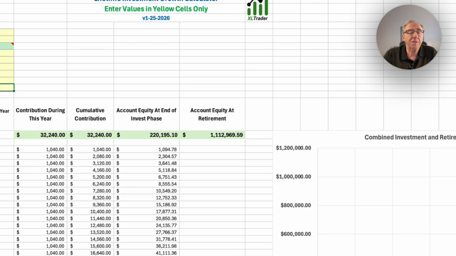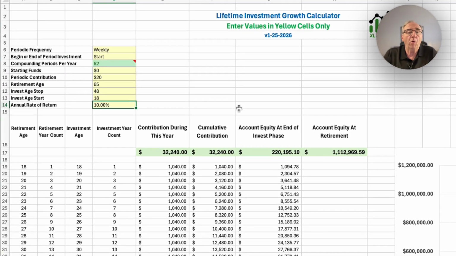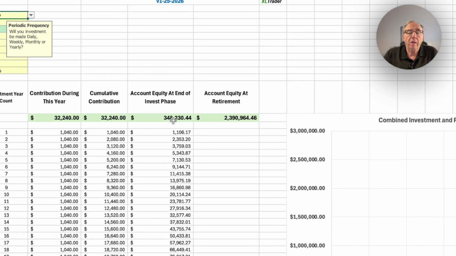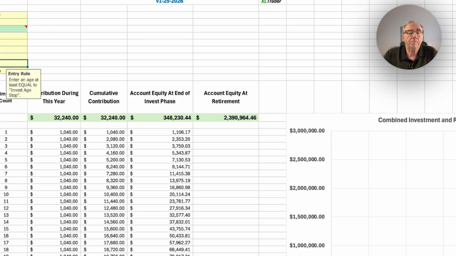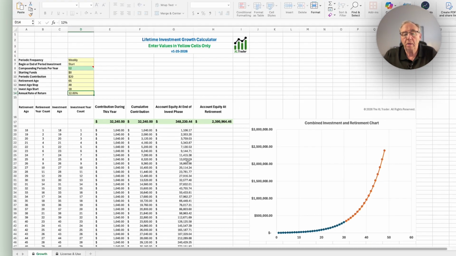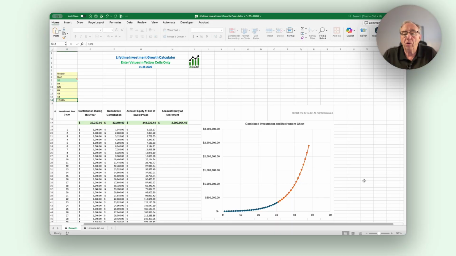$1.1 million. But let's say we go up here and we change this from 10% to 12%. Well, now we have an account that's worth $348,000 at the end of the investment phase, but we've jumped up considerably in the value at retirement to $2.3 million. So this is a big jump. Just in 2%.